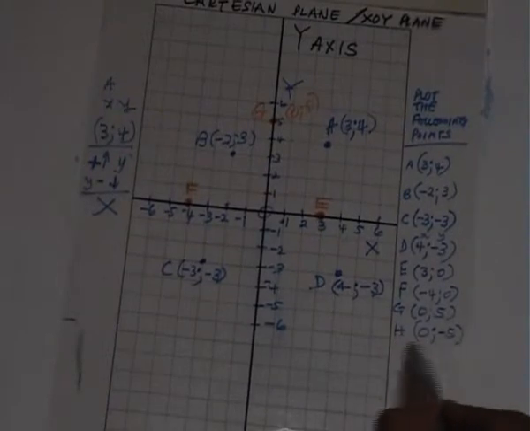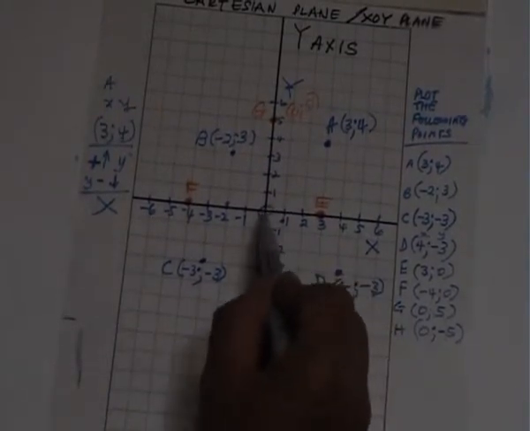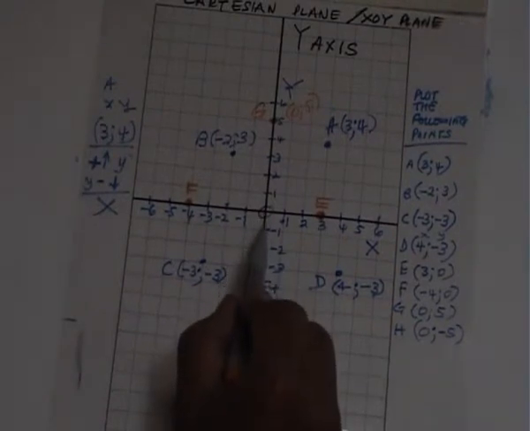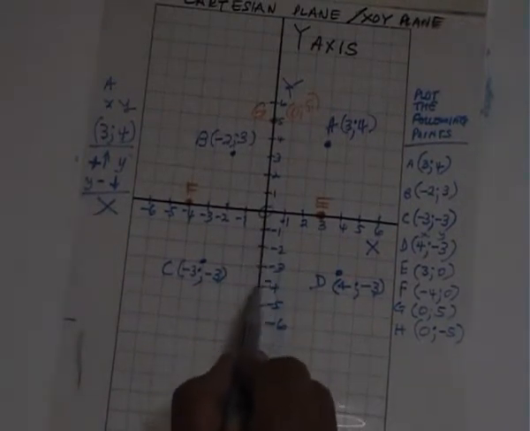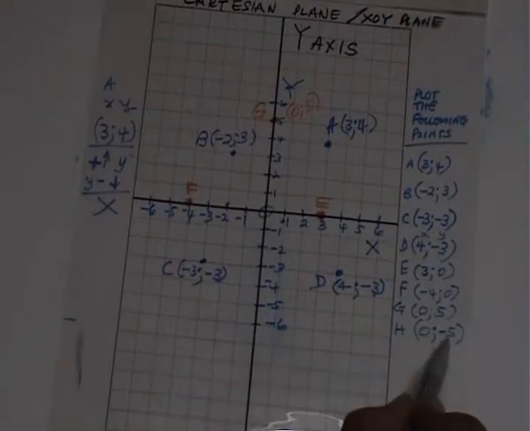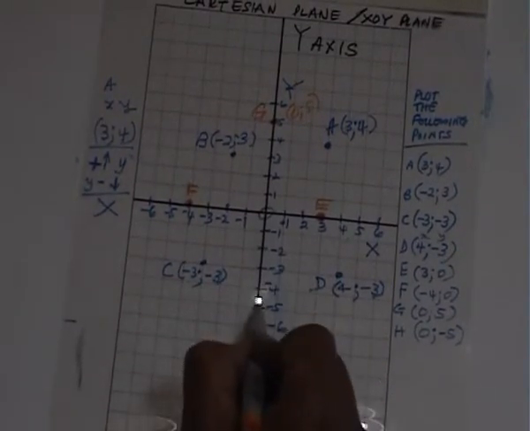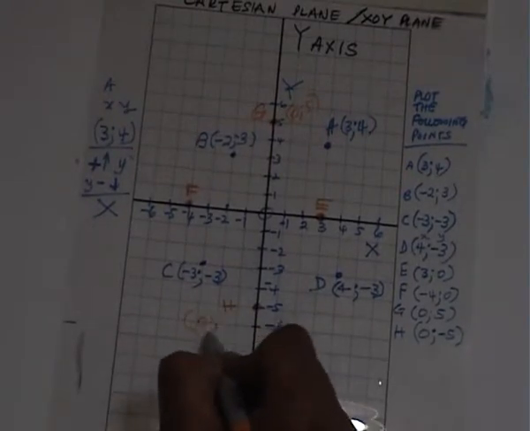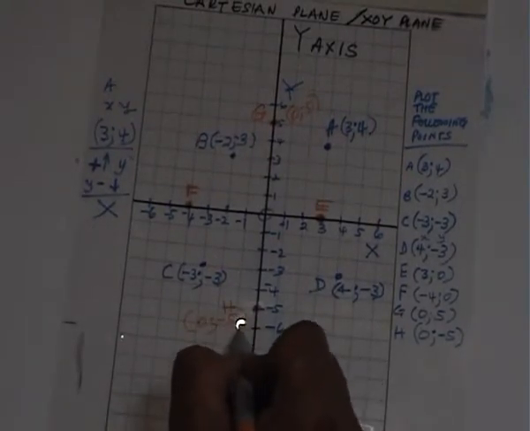Then we're looking for H. Again, H is 0, minus 5. Look for 0 on the x-axis. And then minus 5 means go down 5 units. 1, 2, 3, 4, 5. Because it was minus, you would go down. Minus 5. That's H. And H is 0, minus 5.